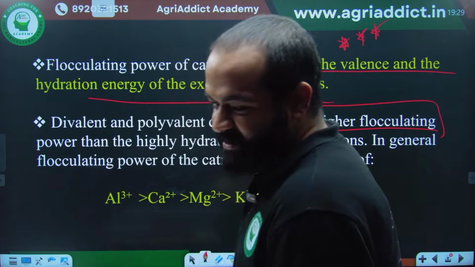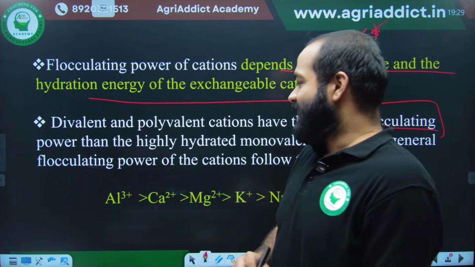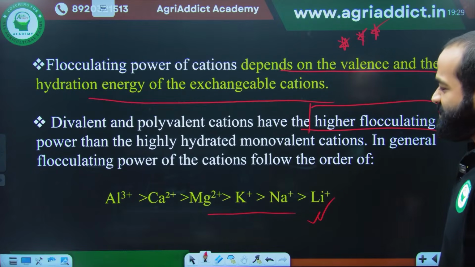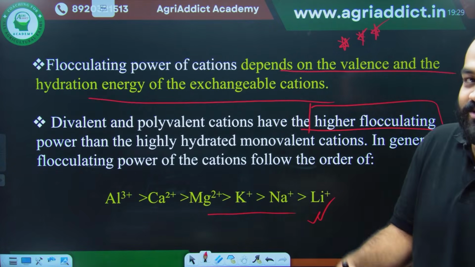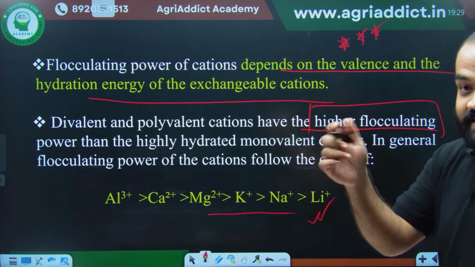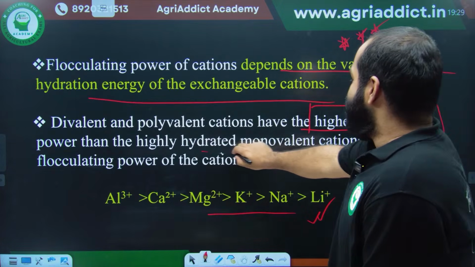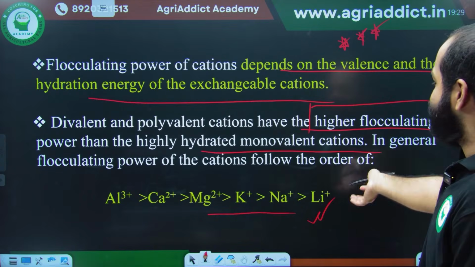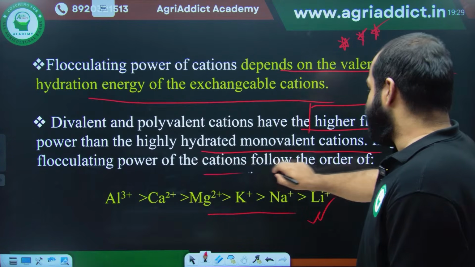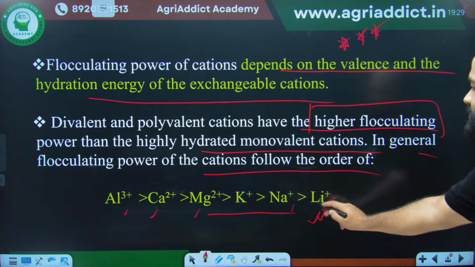Lyophilic, where did that series come from? Yes, it's not exactly the lyotropic series. This is actually the series of flocculating power only, but it is similar to the lyotropic series. We will see what the lyotropic series is as well. That is dependent on the exchange power, right? So highly hydrated monovalent cations have lesser power, and in general the flocculating power of the cations follows the order of Al, Ca2+, Mg2+, K+, Na+, and lithium.